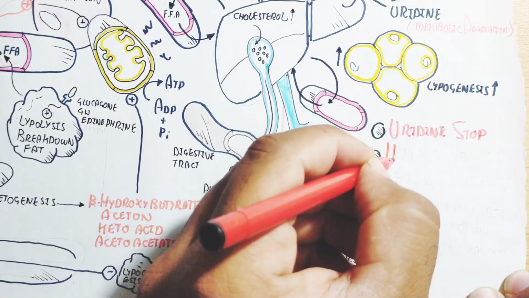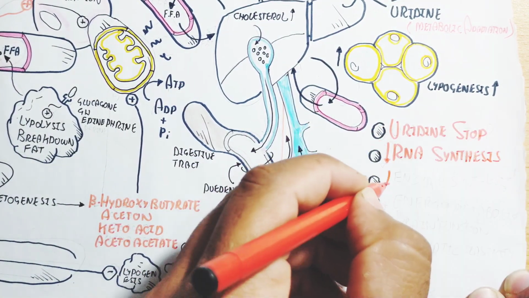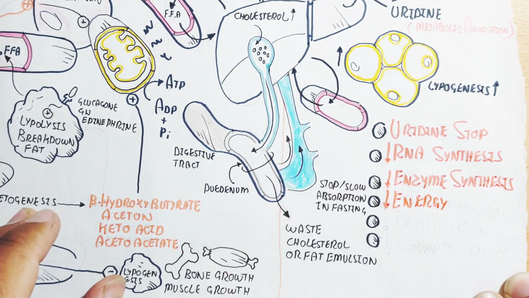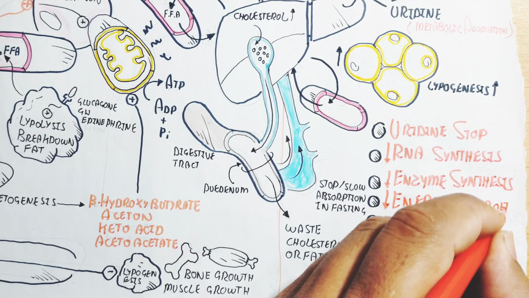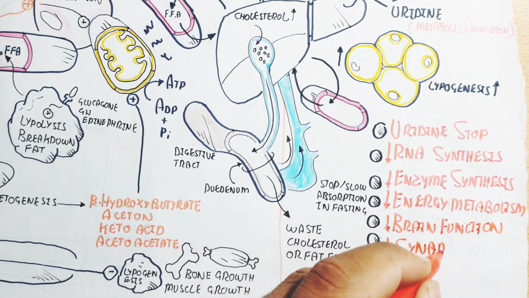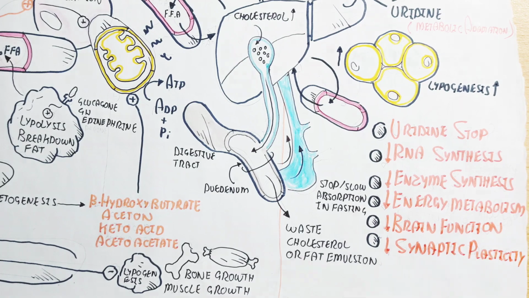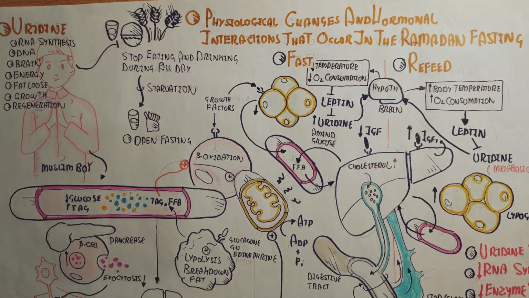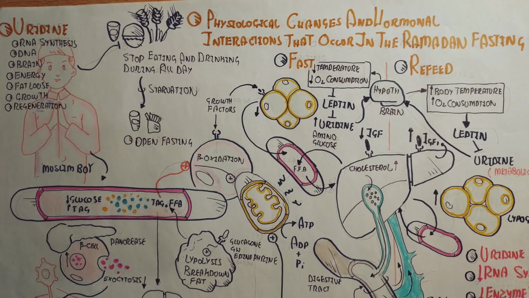In this video, with regard to uridine, a stop will lead to decreased RNA synthesis, enzyme synthesis, and energy. On the other hand, energy metabolism decreases, and brain function will decrease, and synaptic plasticity will increase. But when you fast, the uridine increase leads your body to function properly.